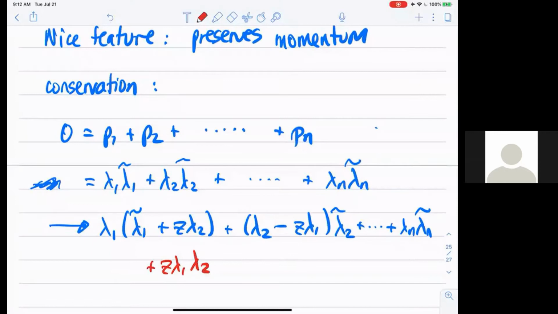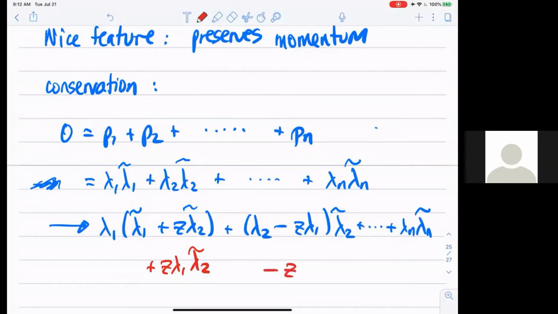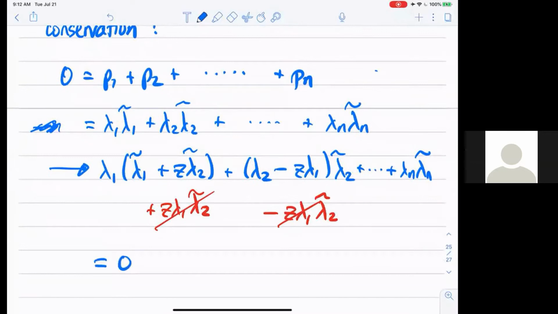And so the point is that this extra term here, and I'm missing a tilde, precisely cancels this extra term here, minus z lambda 1 lambda 2 tilde. Okay, so you haven't messed up the momentum conservation. That's crucial because it means that we're still talking about a scattering amplitude on shell, sitting on the momentum conservation locus.